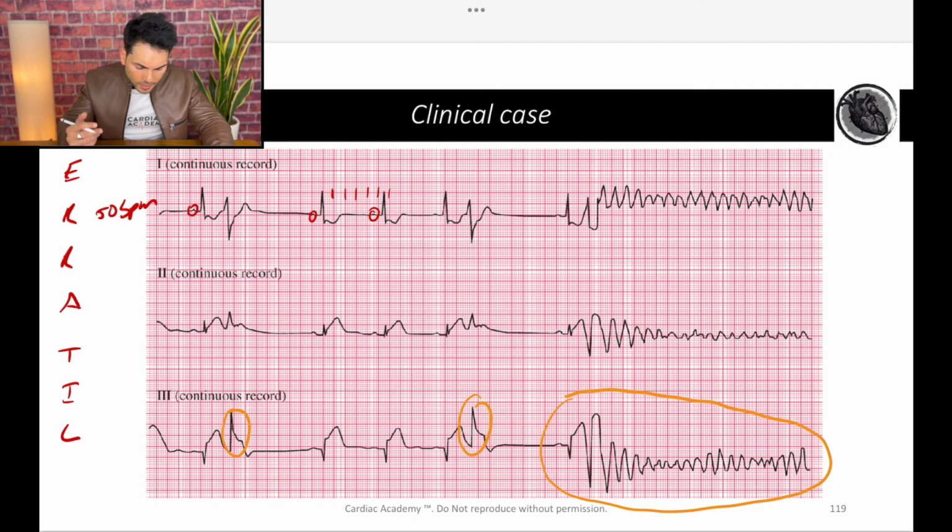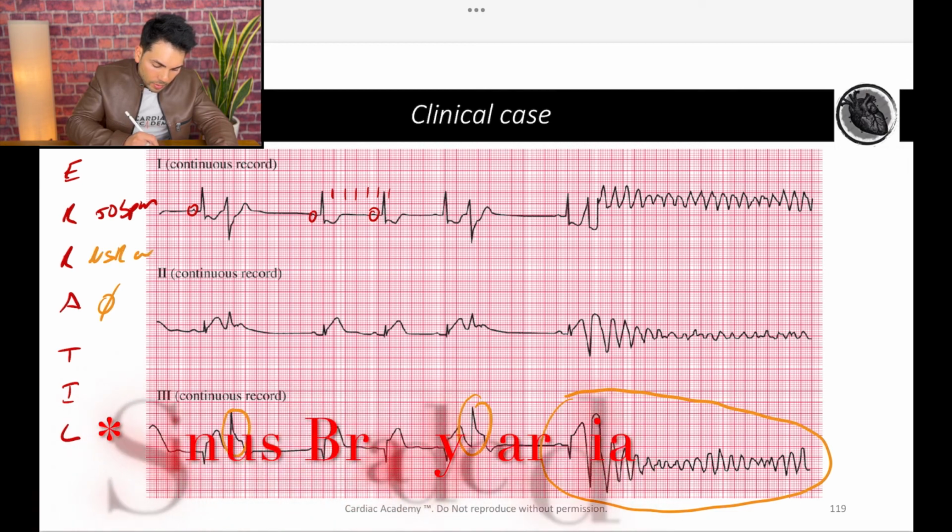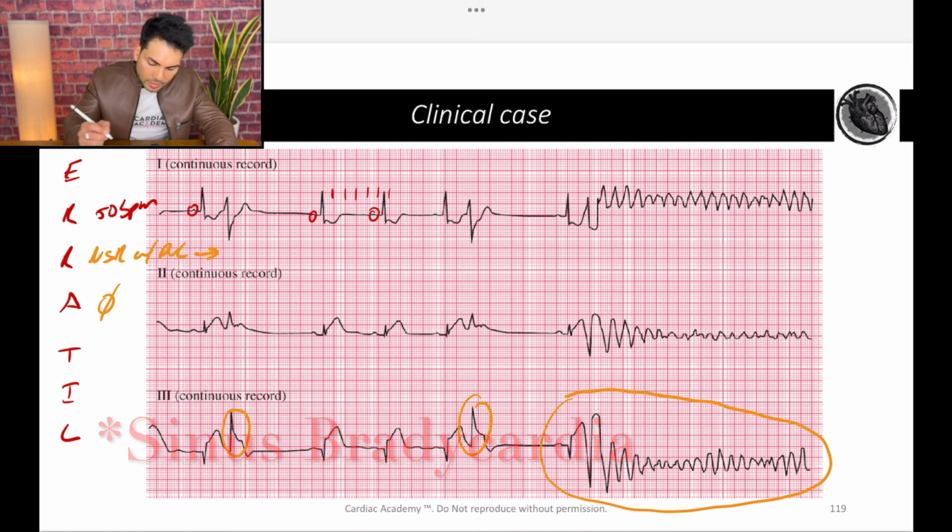Then, is the PR interval prolonged? No, it's not. It's normal. Okay, axis. Here we only have lead 1. We don't have aVL, so we can't really assess the axis in this case. So I'm just going to say that we can't, and I'm going to say normal sinus rhythm with PVCs that then develops into, we're going to go over it.